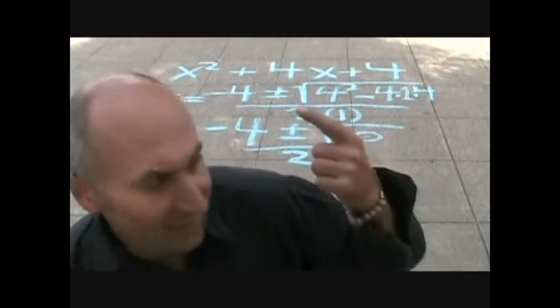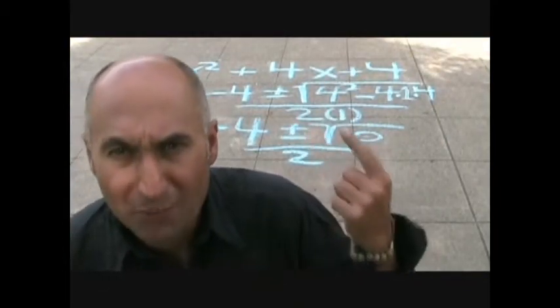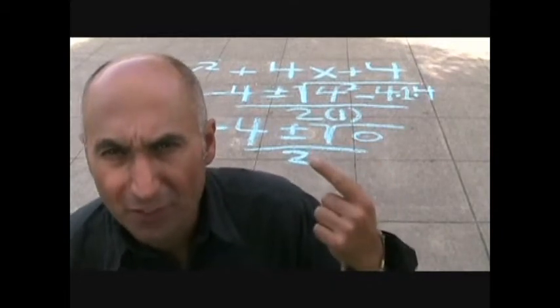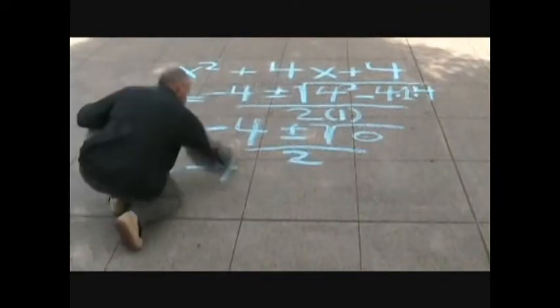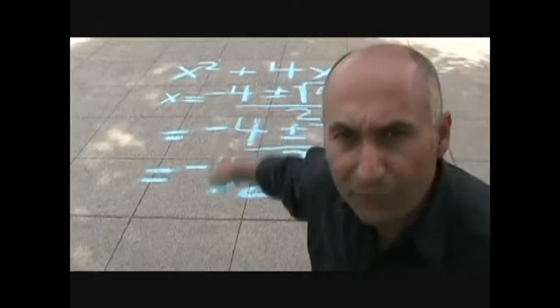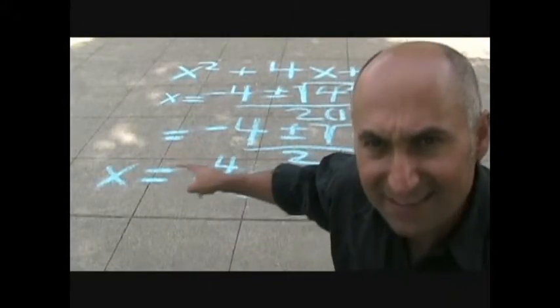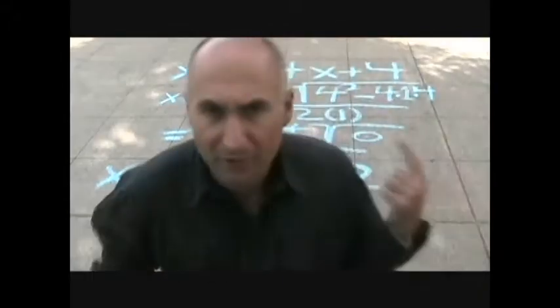So what we got is negative 4 plus or minus the square root of 0, divided by 2. So that's just going to be negative 4 divided by 2, right? And negative 4 divided by 2 is just negative 2. So what we got is x is equal to negative 2.